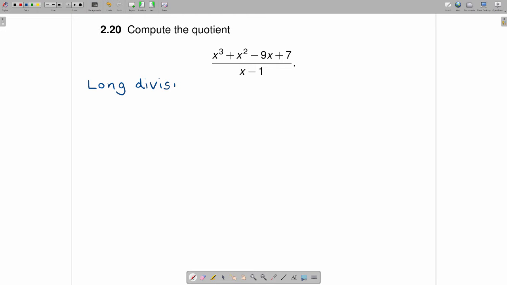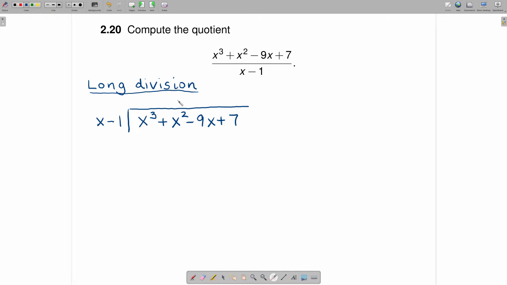You're probably used to using long division with numbers, but it can also be used with polynomials. So what we do is we write the numerator in here, x cubed plus x squared minus 9x plus 7. The thing we're dividing into that polynomial is x minus 1, so that looks like that.